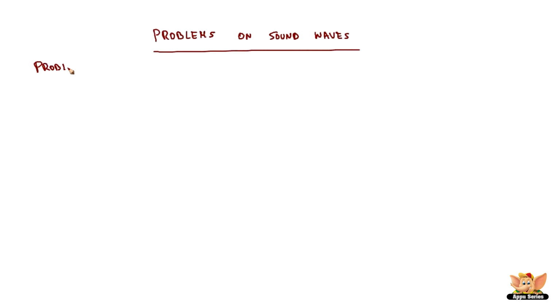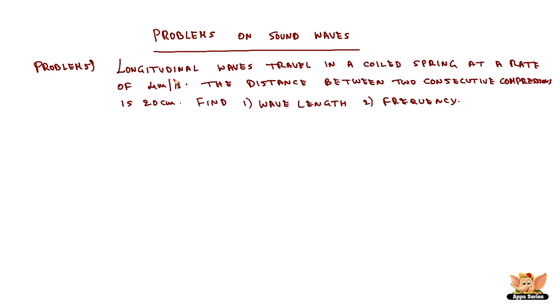Problem 5. Longitudinal waves travel in a coiled spring at a rate of 4 meters per second. The distance between two consecutive compressions is 20 centimeters. Find wavelength and frequency.